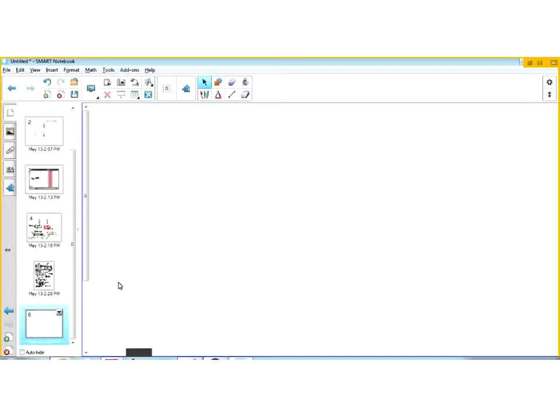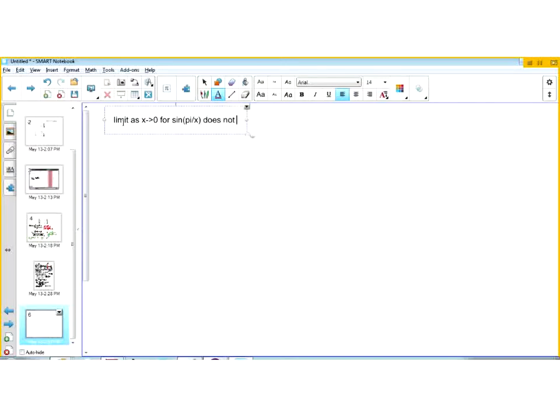So let me type in why this is the case. So again, the limit as x approaches 0 of sine pi over x does not exist. All right? And here's the explanation. As x approaches 0, what happens to pi over x? Pi over x approaches infinity. Because as x grows smaller and smaller, pi divided by a tiny number goes to infinity.